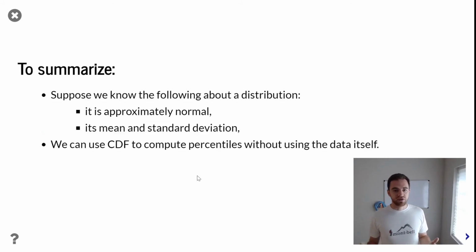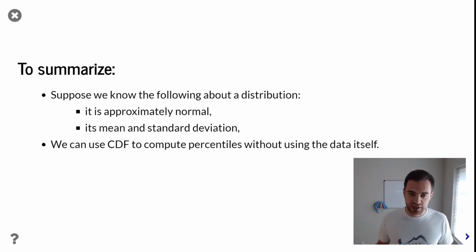So in summary, if I know that a distribution is approximately normal, meaning it has that bell shape, and I know its mean and standard deviation, I don't actually have to use the data itself to compute percentiles. I can use SciPy norm CDF, or in general, the CDF function.